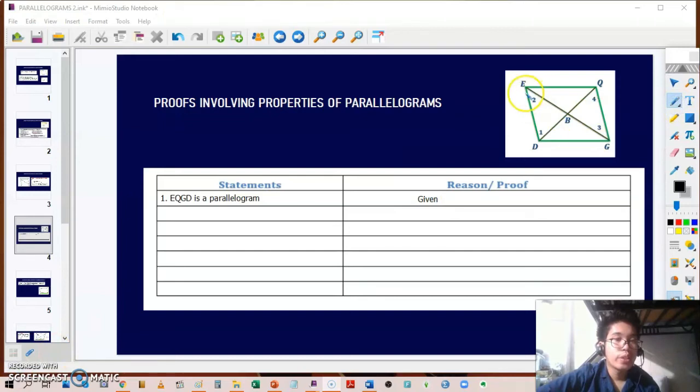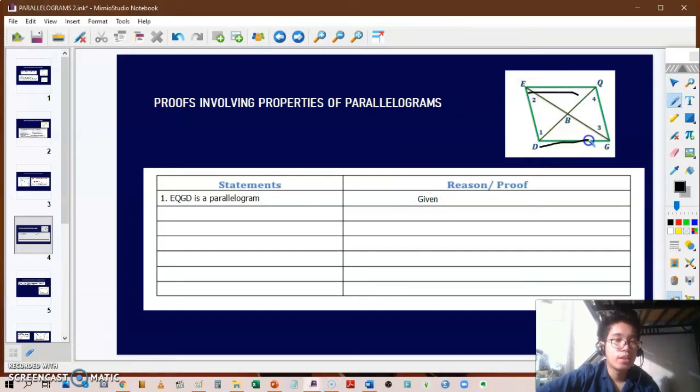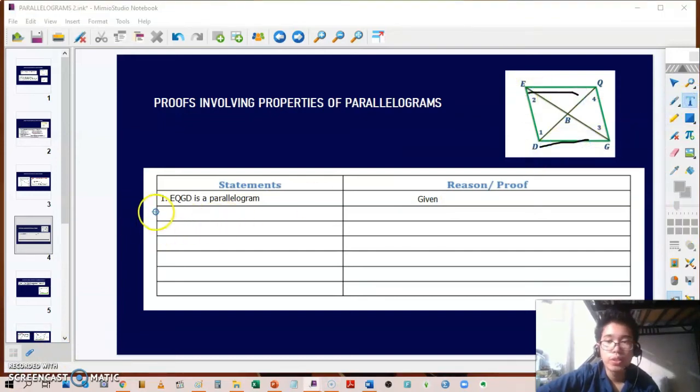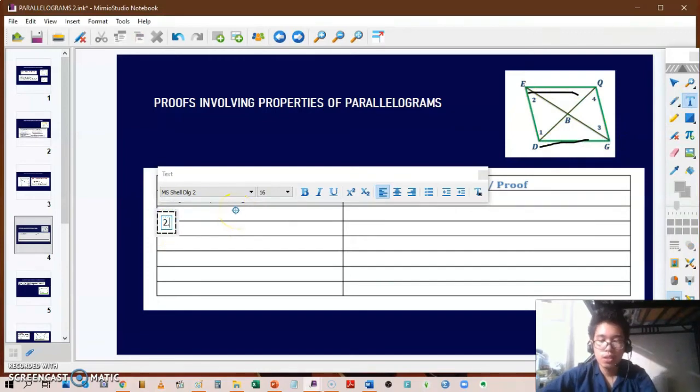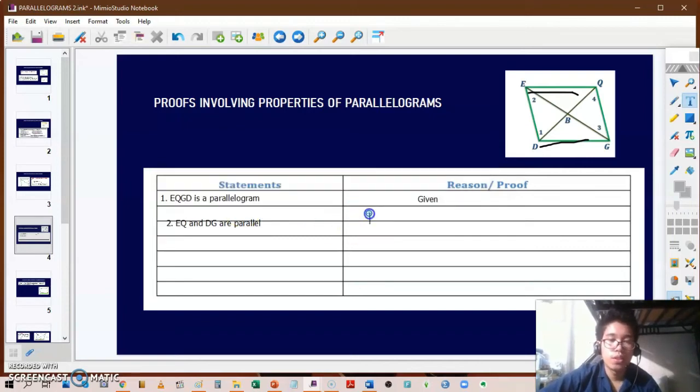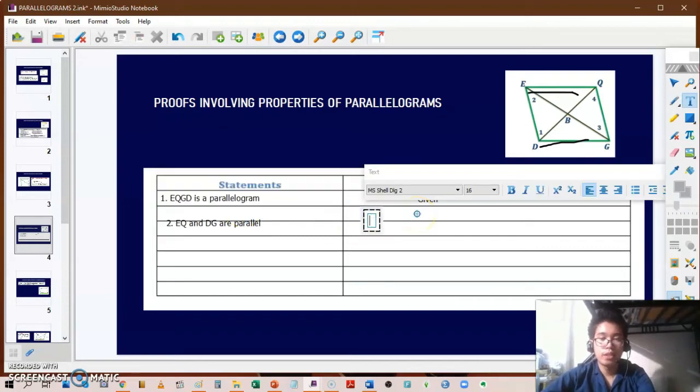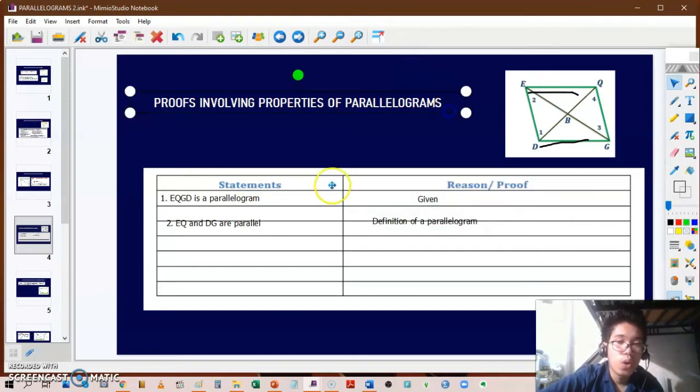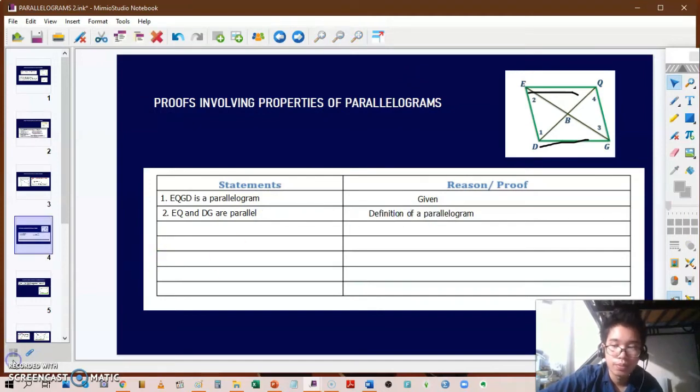And after writing our given, we can state that EQ and DG are parallel to each other. So that's the second statement. EQ and DG are parallel to each other. The reason or proof for that is the definition of a parallelogram, because we have two pairs of parallel, congruent sides for a parallelogram.